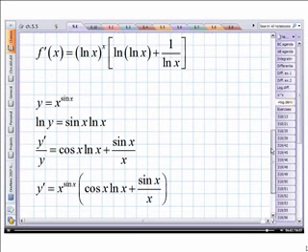Here's now x to the sine x. Same idea. Ln on both sides, then put the sine in front. This is going to require product rule, and then you multiply the y back.